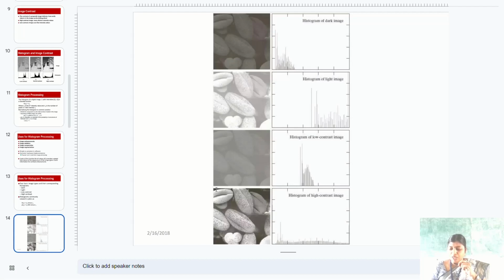So here we find the dark images starting from 0 itself. In the histogram of a light image, it will be from the middle to the end, 255. In low contrast, it will be available in the middle of the plot. And if you have high contrast, the brightness levels will be equal.